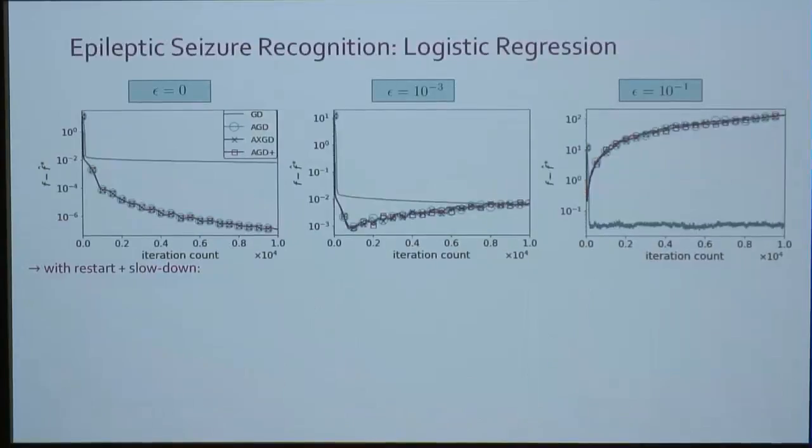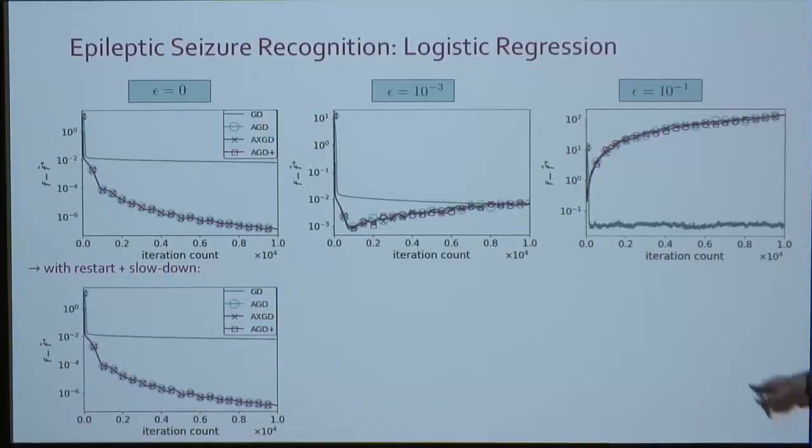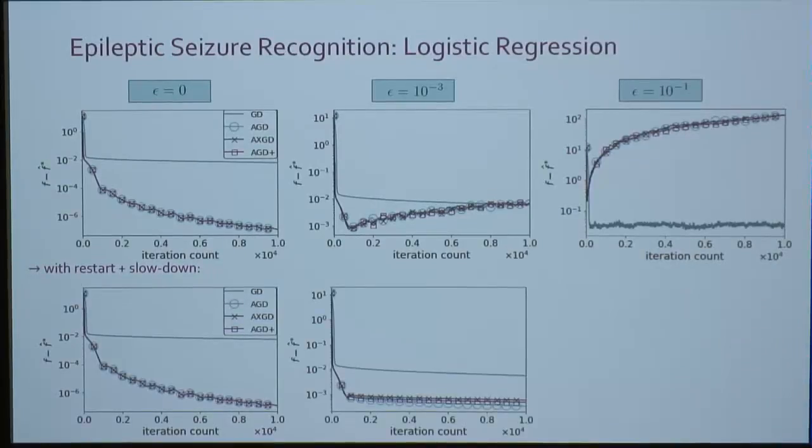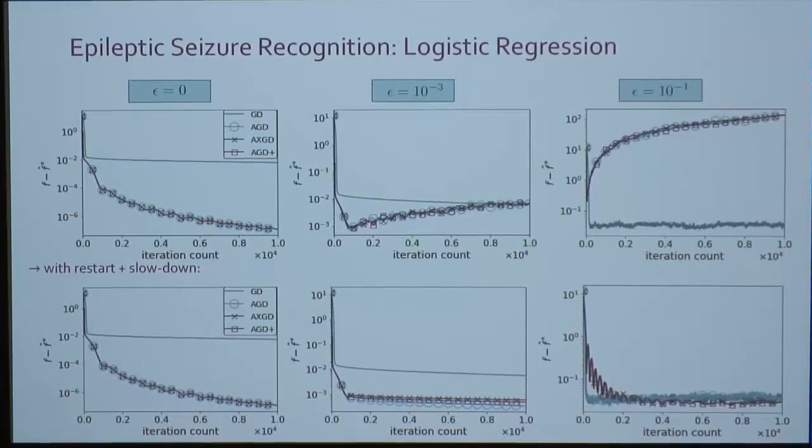Let's see other examples. Logistic regression, same thing. Noiseless case, everything is converging. You add a little bit of noise, it starts accumulating. You add more, it's even worse. Do restart plus slow down. Noiseless case is the same. Noisy case, it stabilizes. Even more noise, it stabilizes. The two algorithms based on backward Euler discretization have lower mean, lower variance.